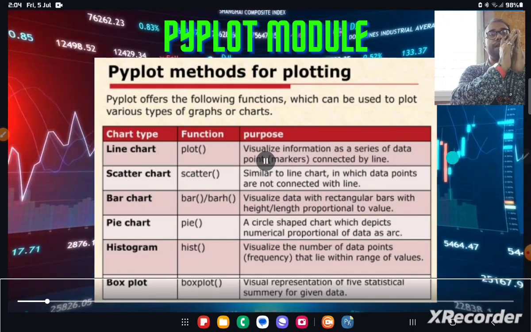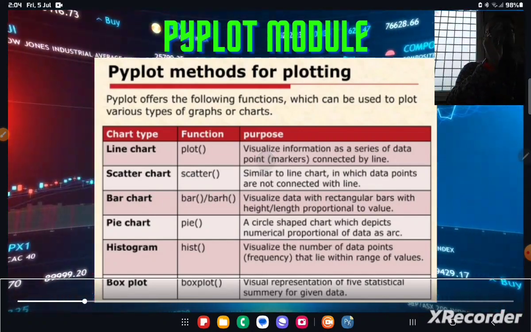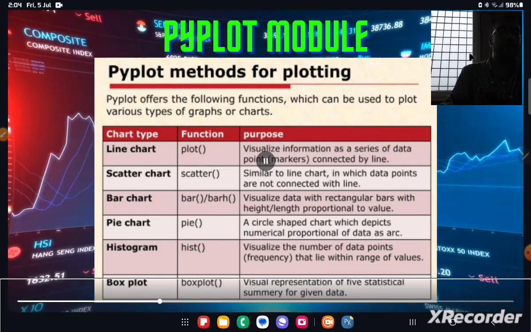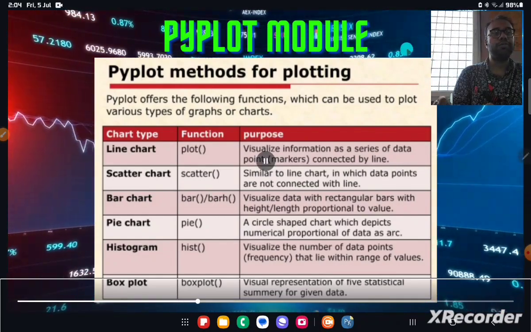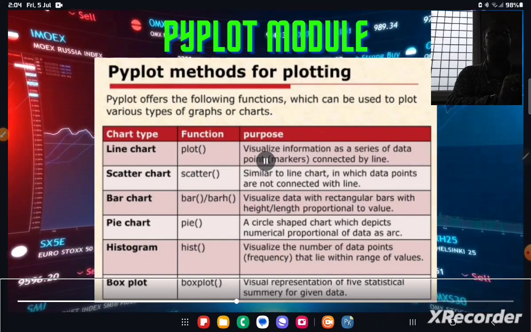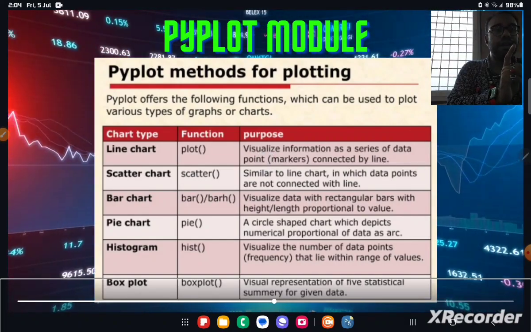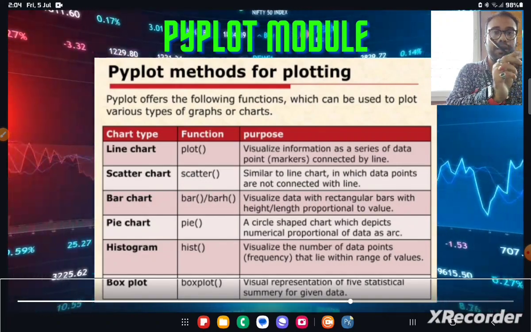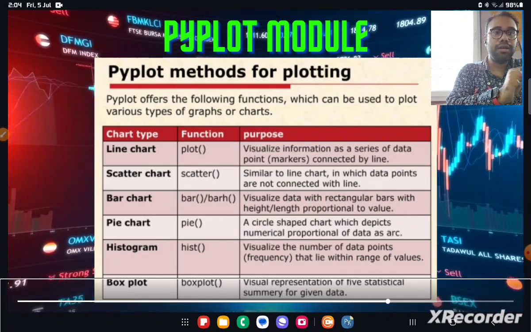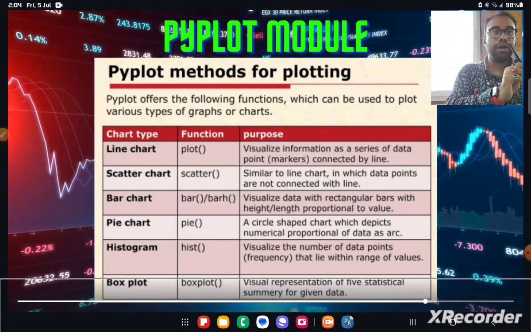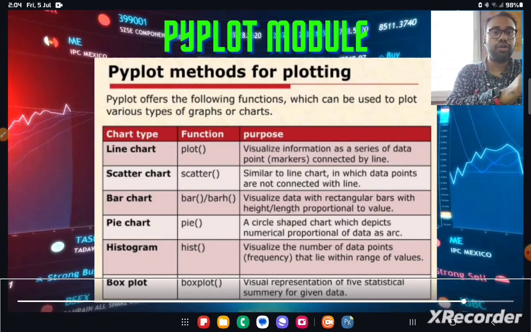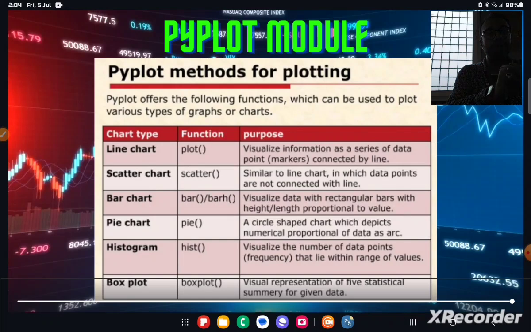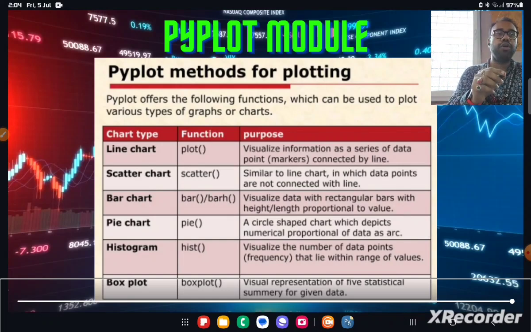Now there are different PyPlot functions for different graphs. The main utility of these different functions is that they are used to plot the different graphs accordingly. For example, for a line chart particularly, PyPlot helps us plot using a function called plot. So the plot function is a dedicated function with the help of which we are going to plot a line chart.